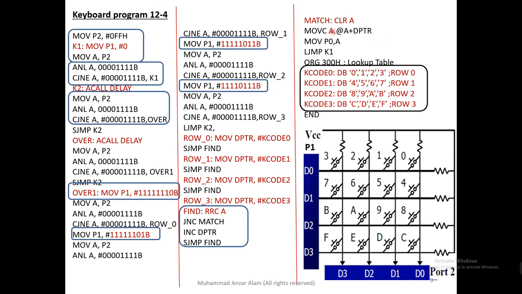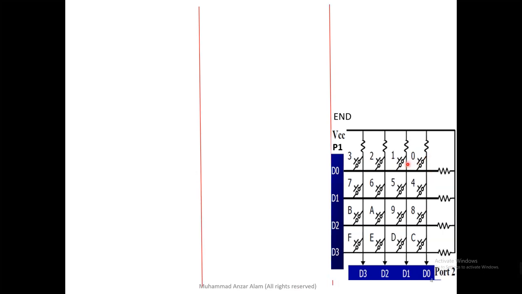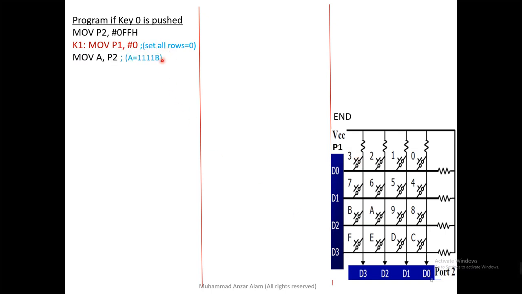So let's assume the same program is running, but we assume only switch zero is pressed at some moment. Let's see. For now key zero is not pushed. The first code makes port 2 an input port. Then we place zero, setting all rows to zero. Because no switch is pressed so far, P2 will read 1111, and the accumulator will have the value 1111.